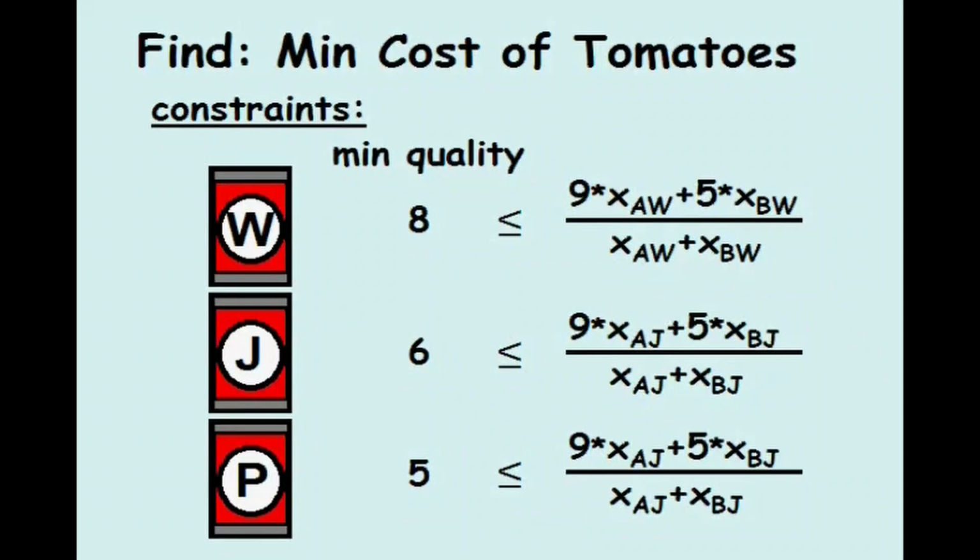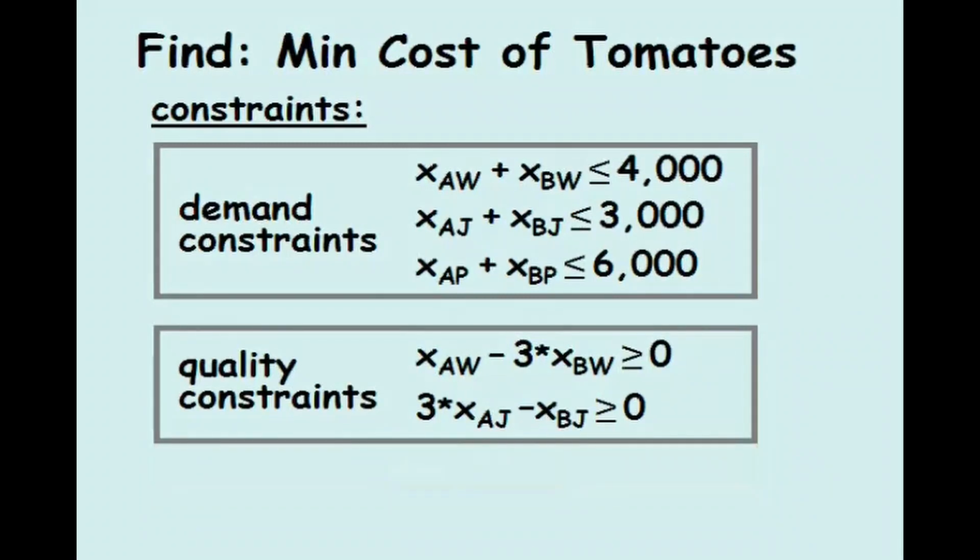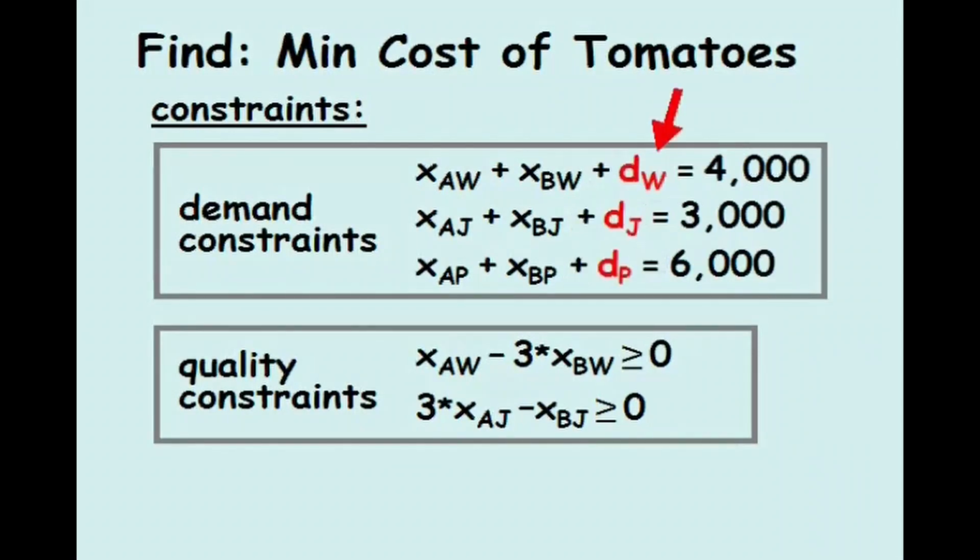In this problem, there are 3 demand constraints and 3 quality constraints. However, after simplified, the quality constraint for paste is always satisfied and can be removed from the constraint set. To put the constraints into standard form, we'll add slack variables dw, dj, and dp to the left-hand side of the demand constraints to account for the unmet demand.